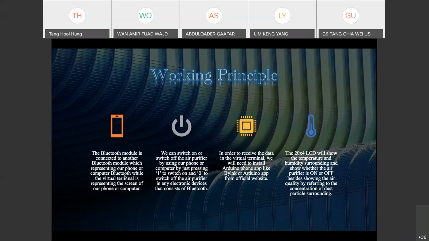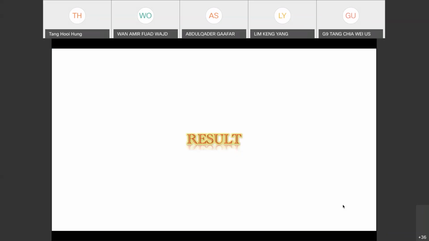Then in order to receive the data in the virtual terminal or our phone screen, we need to install a phone app, something like Blynk, or a coding app to receive the data, or the Arduino app from the official website. The last one is that the temperature and humidity values will show on the LCD and let us know the temperature and humidity of the surroundings, and it can also show whether the air purifier is on or off and the air quality of the surroundings.